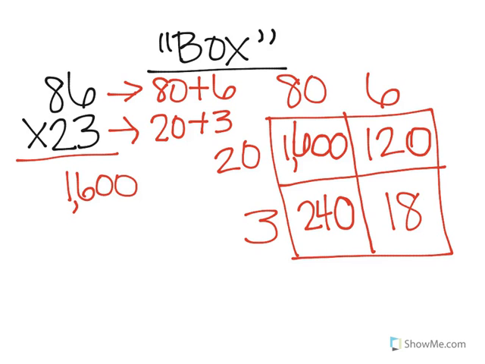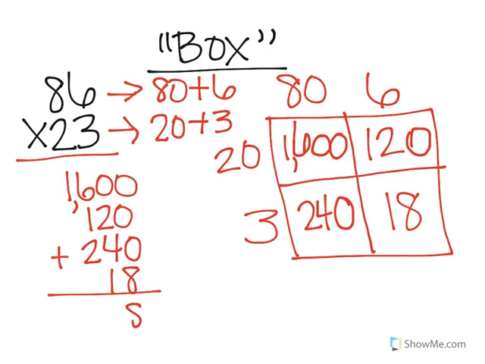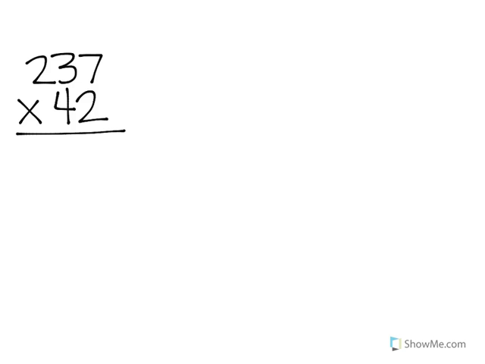1,600 plus 120, 240, and 18. Well, this is 8, 4, 5, 6, 7, 6, 7, 8, 9. Carry my 1, 1,978. Now I'm going to do the box for this one too.